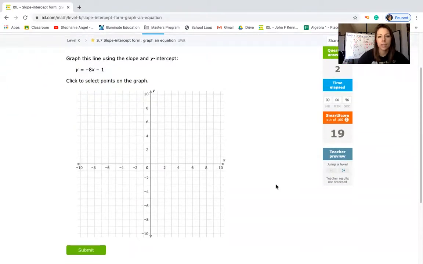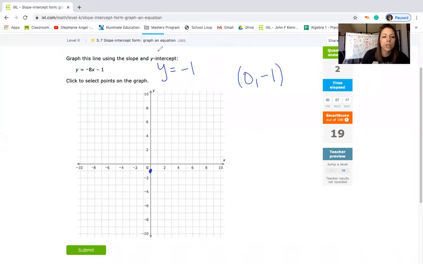All right, this one's a little bit tougher, or just a little bit different, because we have a negative slope. So let's try this one here. Again, plug in 0 for x, you get y equals -1. So that's the point 0, -1. That's where my graph is starting. Now let's get rid of that so we can actually see the slope.